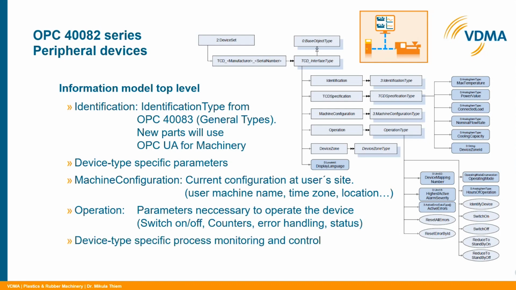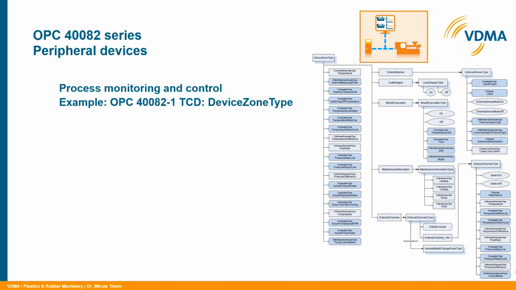And then there is always one object type with device type specific process monitoring and control parameters. And this is often, or in most cases, the most extensive part or object here. And this is what you see here. It's not meant that you have to read every parameter and variable which you see here. I just want to show you this is the device zone type of this temperature control device specification.